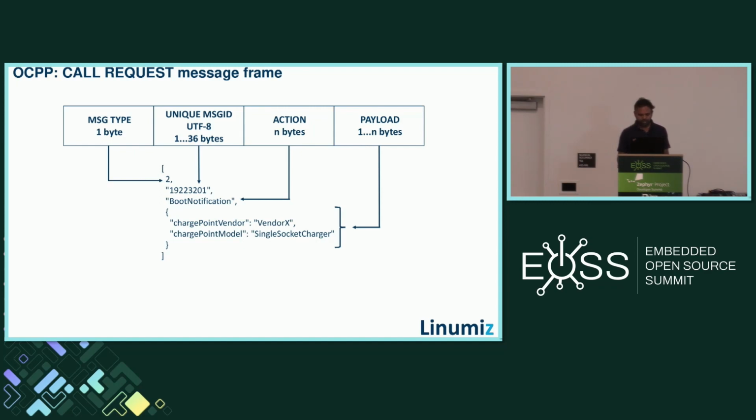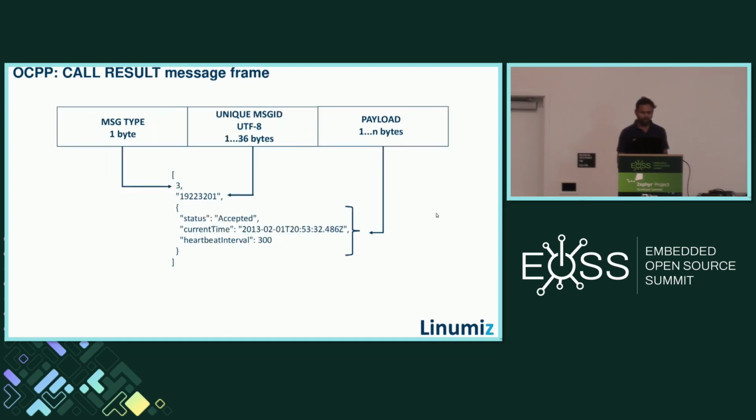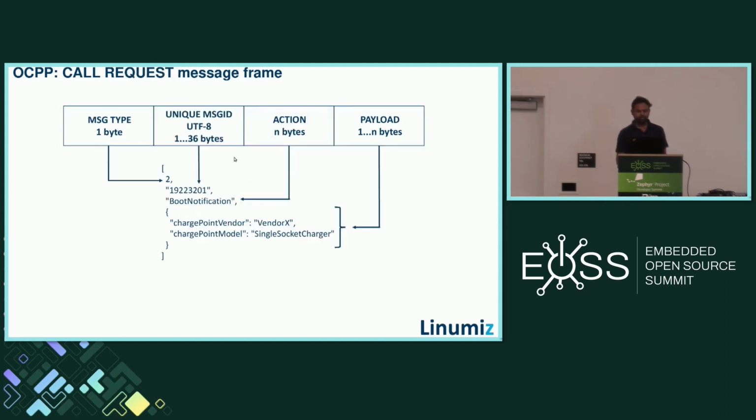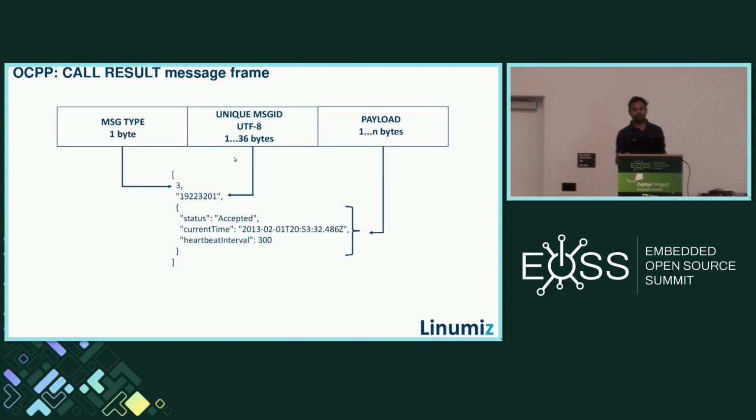So here we can see the example for the boot notification, where the charge point vendor ID and model have been sent in the call request. We then get the call response with message type constant 3, and the same unique message identifier that was used in the call request, so it can match which packet the response has been received for. Then we have the response JSON for the payload of the boot notification.